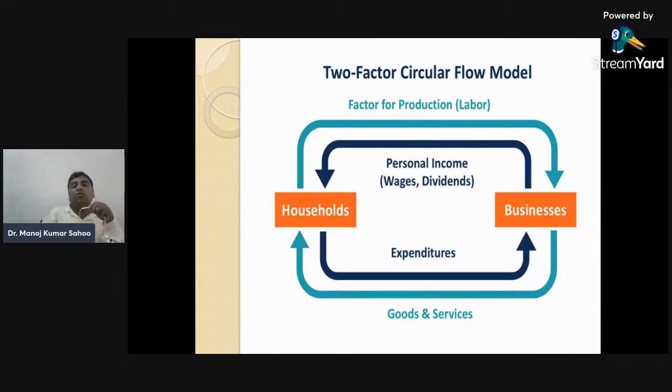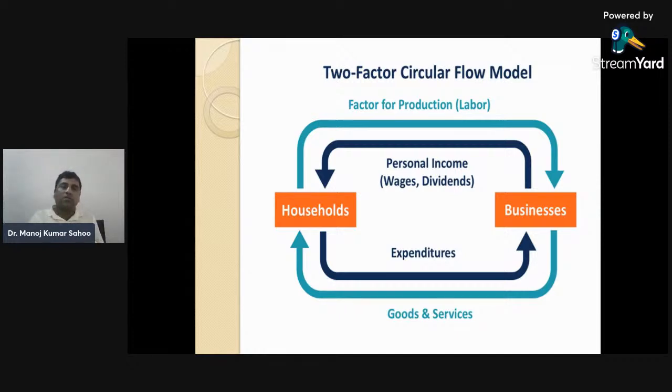So that shows that the income of one sector is the expenditure of the other sector, and the expenditure of the first sector is the income of the second sector. So here two sectors are involved. So it is called circular flow of income in two sector model.